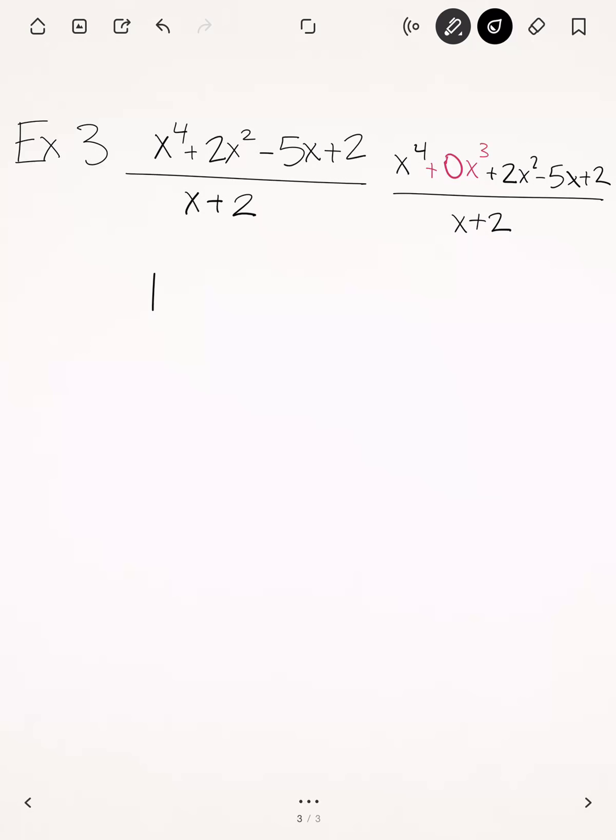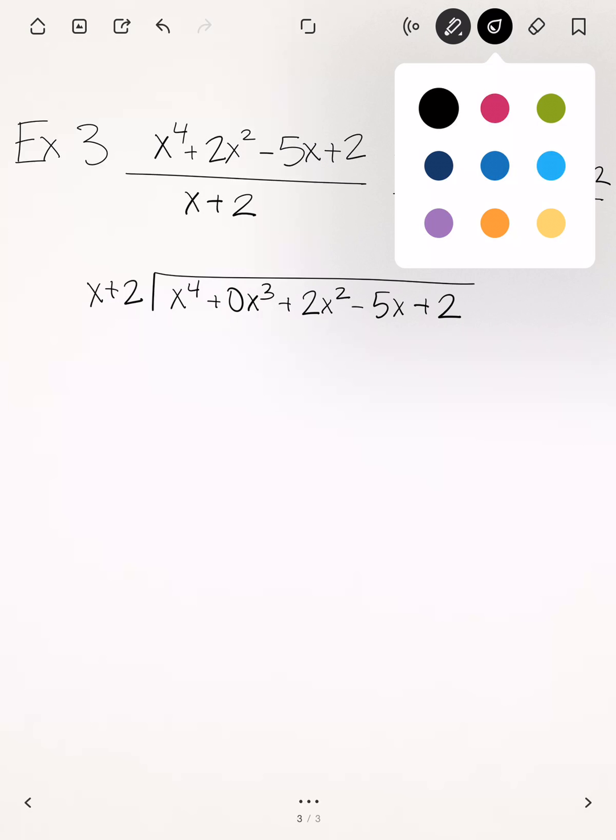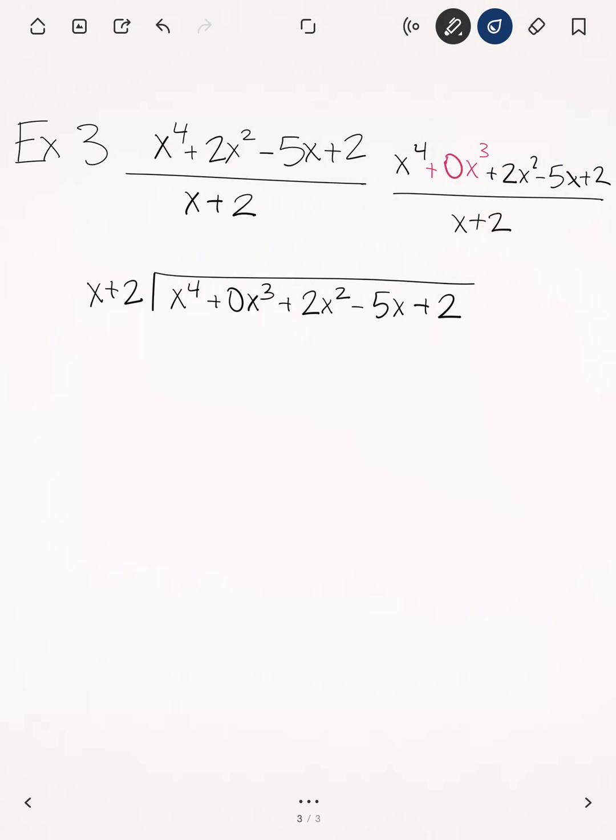So I'm going to divide like I've been doing. So x to the 4th plus 0x cubed plus 2x squared minus 5x plus 2, and I get x plus 2. Woo! This one has a lot of work to do, but it's the same process every single time.